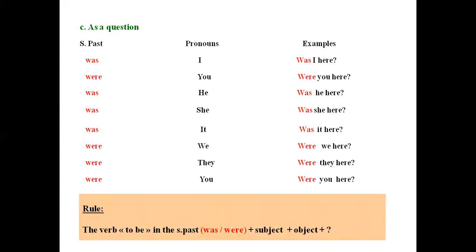So here the rule is the same. The only difference here is the tense. The first one was in the present, and this one is in the past. So it's the verb to be in the simple past plus the subject plus the object plus the question mark, or plus the rest of the sentence and question mark.